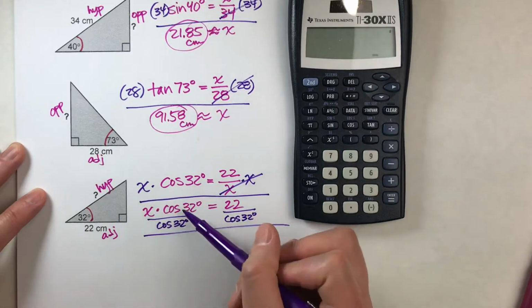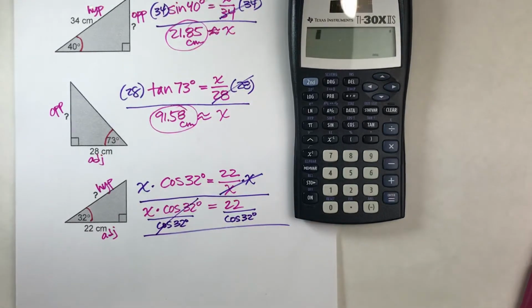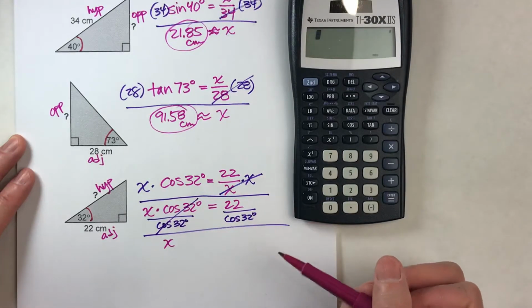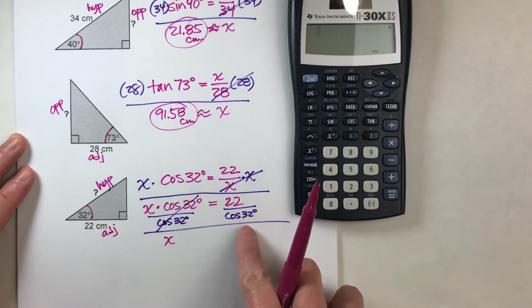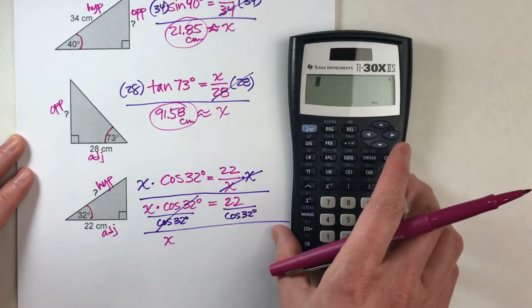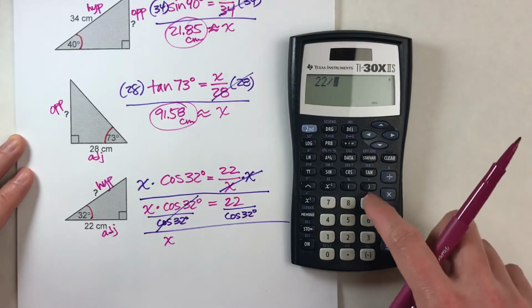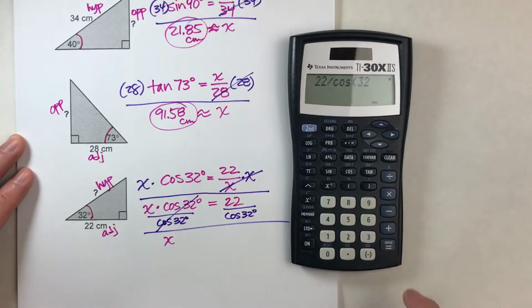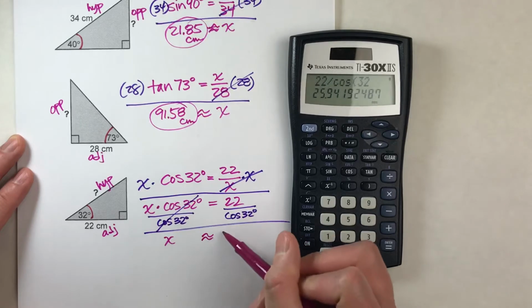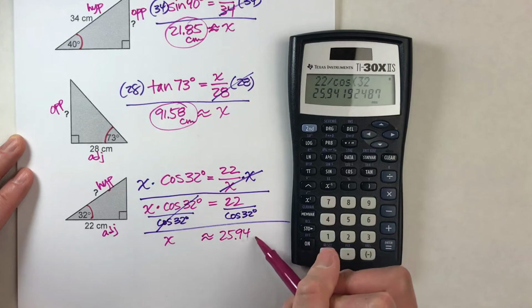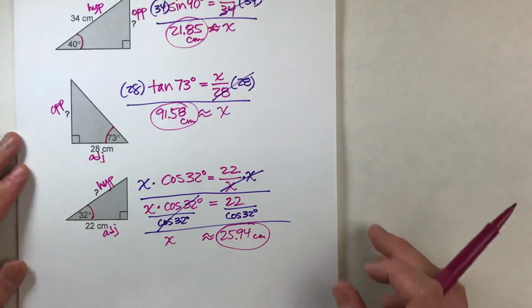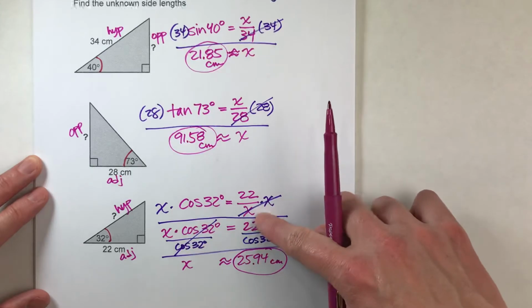And what ends up happening is, multiplying and dividing by the cosine of 32, they undo each other. And I'll be left with just x over here. And then on the other side, whatever 22 divided by the cosine of 32 degrees is going to be my x. So let's try it. 22 divided by the cosine of 32 degrees, I get about 25.94. So we'll say about 25.94 centimeters.